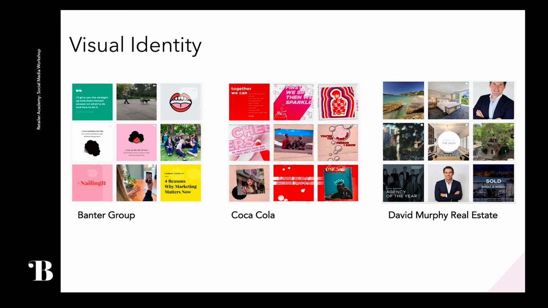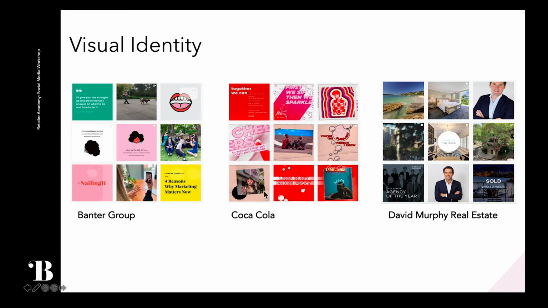The next step in your social is, how good does your imagery actually look? Now, this is really important. On the left, you've got Banter Group. This is my agency, and you can see we have a slight consistency, and it's not unexpected, it's absolutely intentional. So firstly, the yellow and green that you can see in my feed are our brand colors. This lady here with the black curly hair, she's actually a character we've created, so there's a consistency in showing her. We also like to have some humanized people pictures.